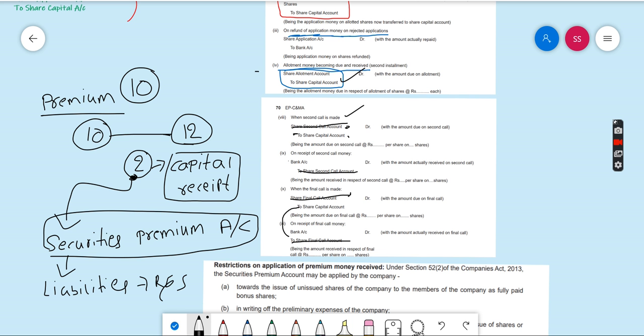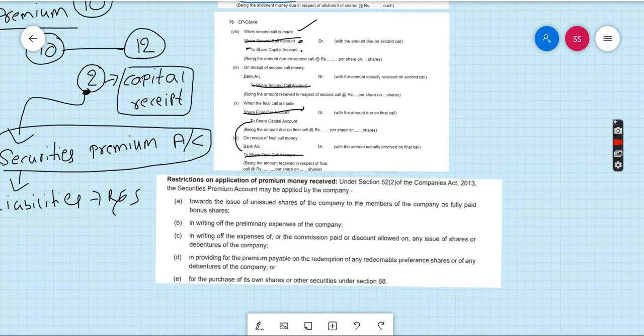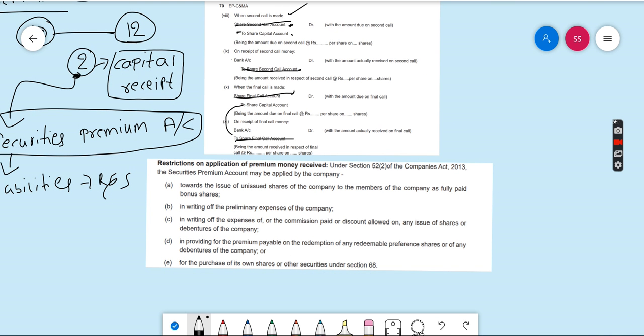Okay, now you can use that share securities premium only for the specific purpose. These are the specific purposes given by the Companies Act. You cannot use this securities premium for any purpose other than those specified. So you can use this securities premium to issue fully paid bonus shares or to write off the preliminary expenses. While incorporating your company, if you incur any expenses, that will be called preliminary expenses. You can use that to write off those expenses.